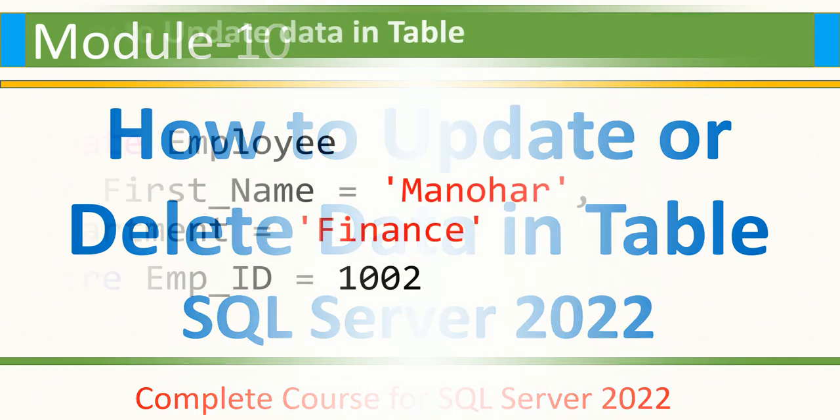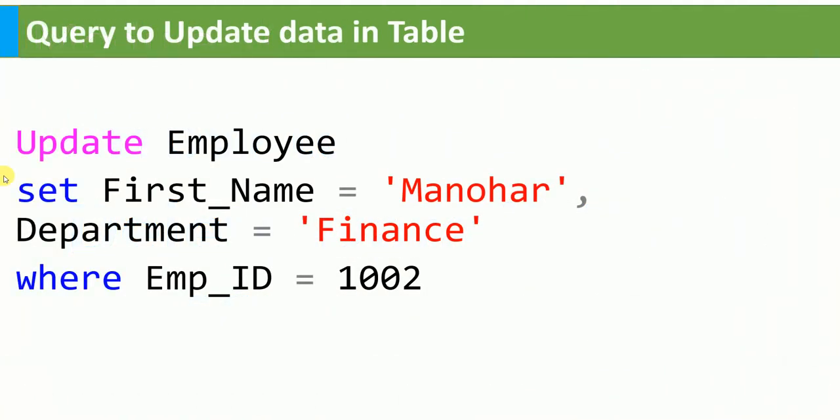So let's get started. Here is the query for how you can update the data. You need to use the UPDATE command, then the table name, and then write SET and first name. This is the column I'm going to update the value inside. Whatever name is there, it will be replaced with Manohar. Then I'm going to update the department as well, and then it says WHERE employee ID is 1002. Select a unique value, so it can find the row in the table, such as your primary key.